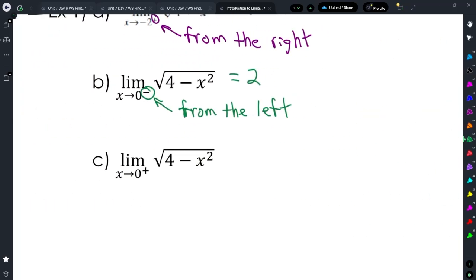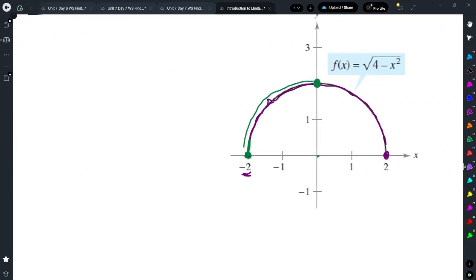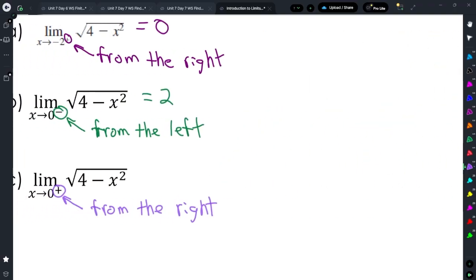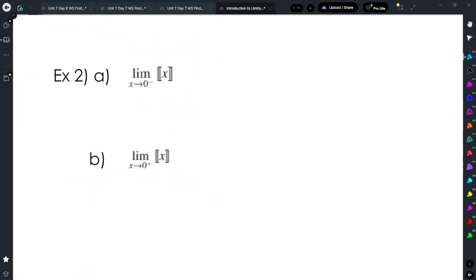Now here, the last one, the limit as x approaches 0, that positive means from the right. So starting at positive x values, and I'm getting closer and closer to x equals 0 again. From this side, it also approaches 2, equals 2.